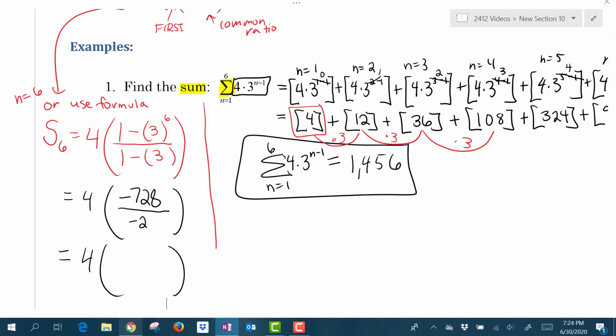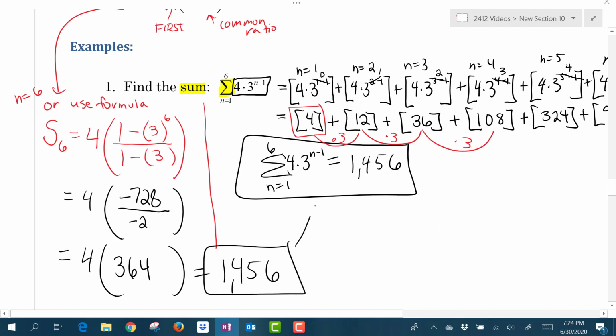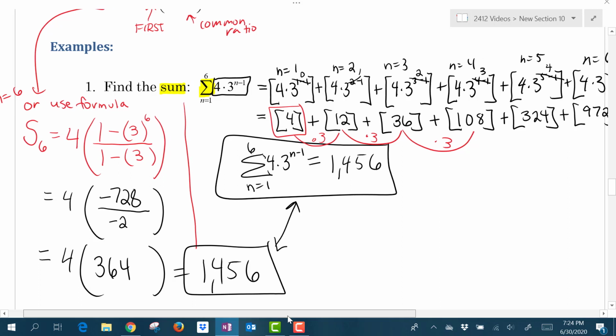We can put that into our calculator as well. And I get 364. 4 times 364, that gives us 1,456. So we get the same answer doing the long way or using that shortcut formula. So this formula would come in handy if we have a large number of terms that we would add together.